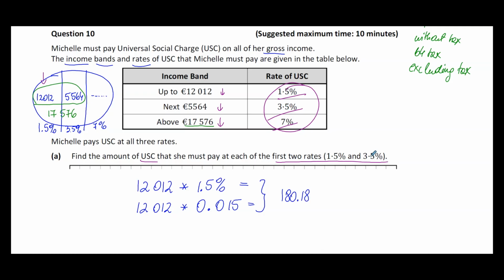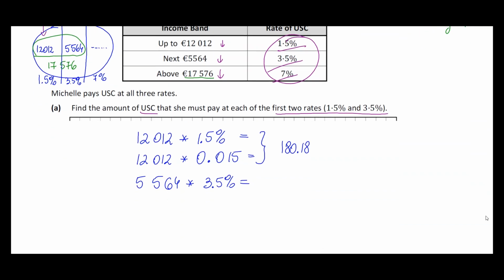is 180.18. Now, the second, 3.5%, applies to the next 5,564 of her wage. So 5,564 multiplied by 3.5% in your calculator, or if you want to change that to a decimal, 0.035. And again, we get from that 194.74. So that part is pretty straightforward. Now let's have a look at the next part.